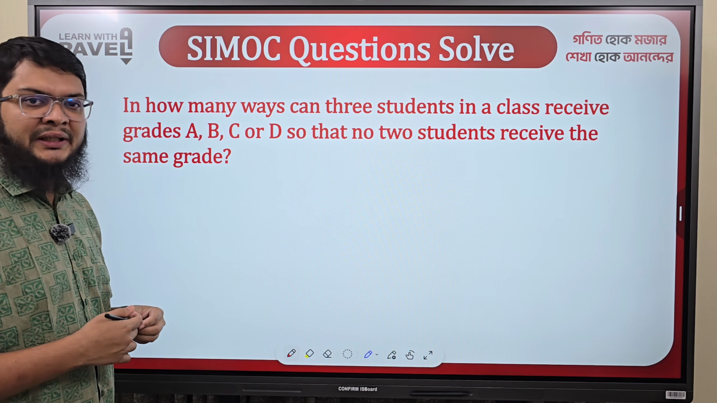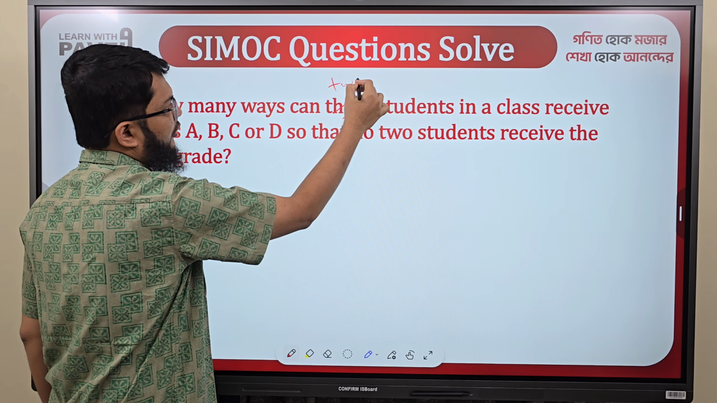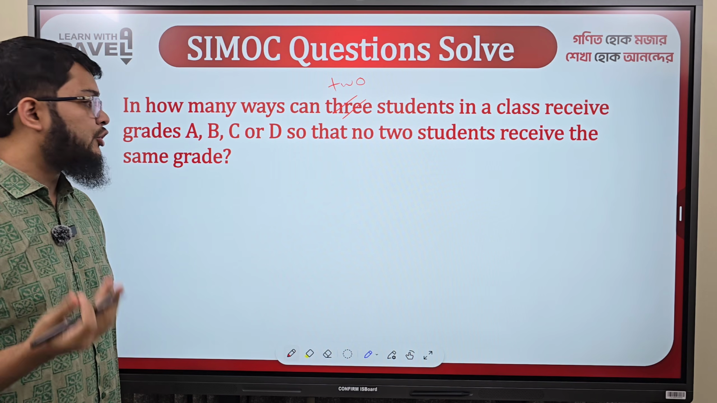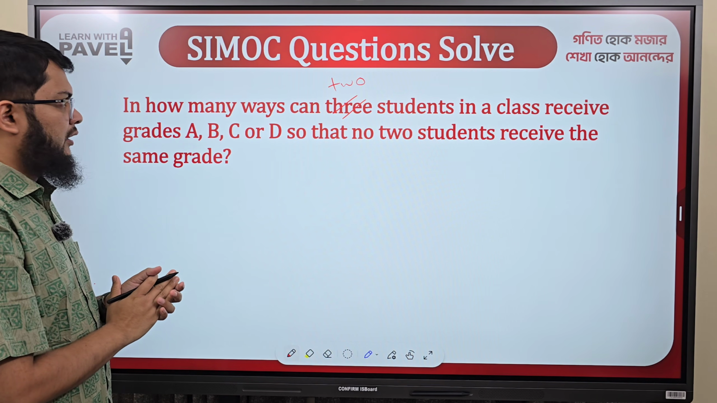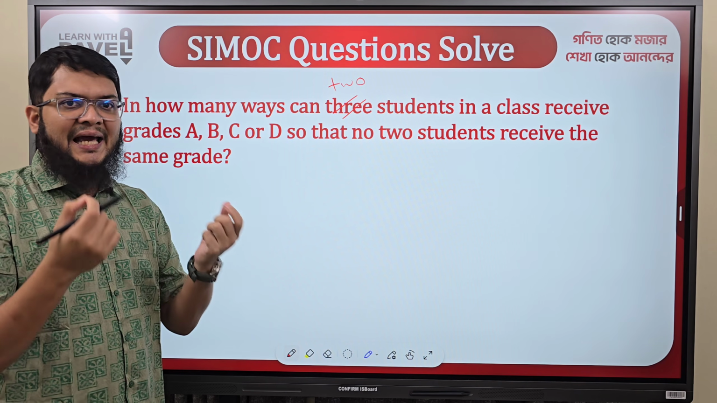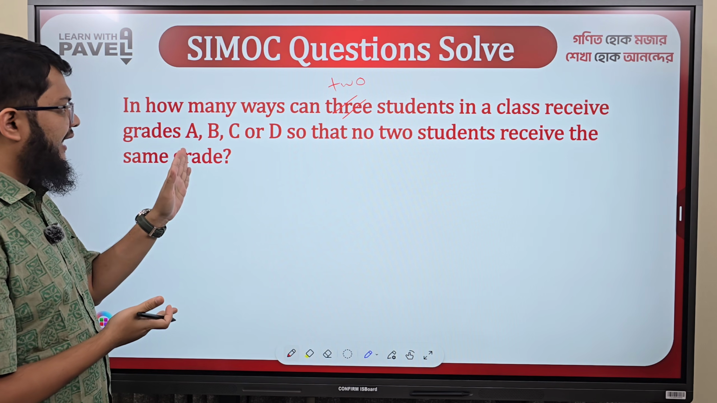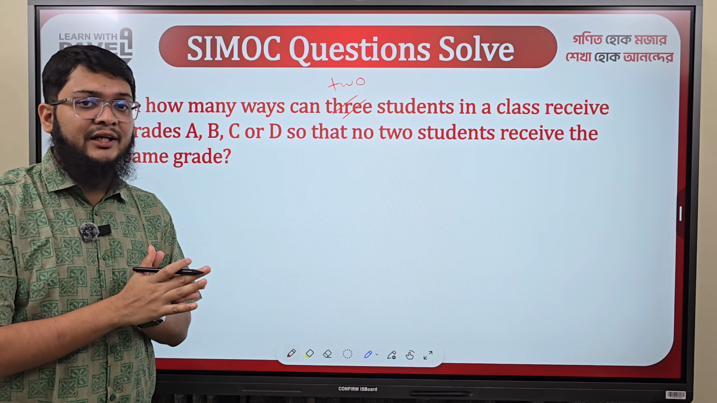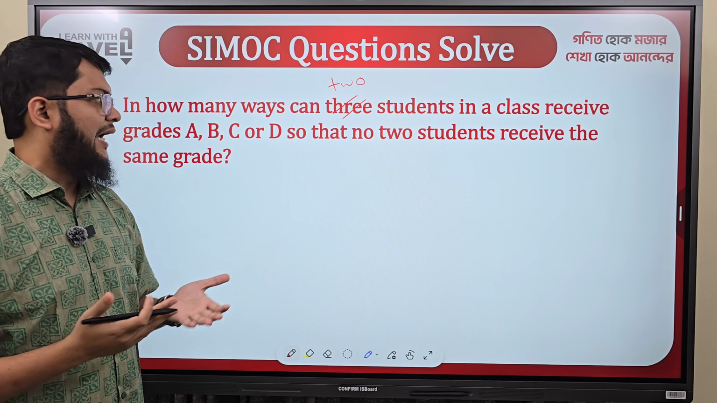Okay, so for your better understanding, instead of three students, let us see if there were two students, how do we solve this question? The rest of the question will remain the same. So for example, student X and student Y, they can receive grades A, B, C or D, but the condition is that they do not receive the same grade. So in how many options can they happen?